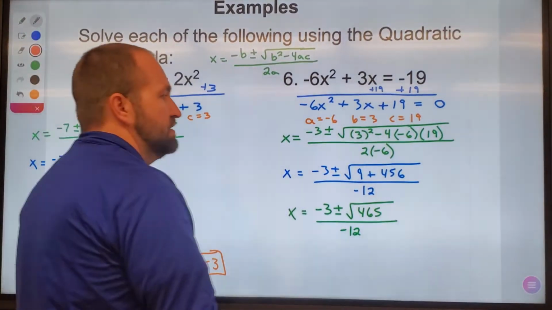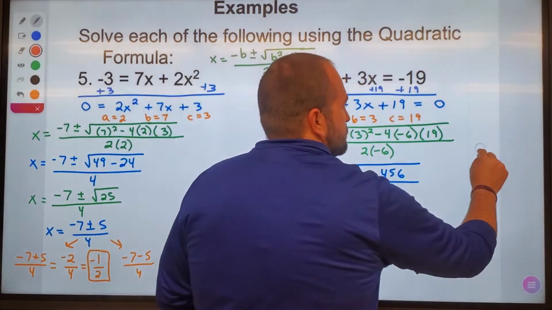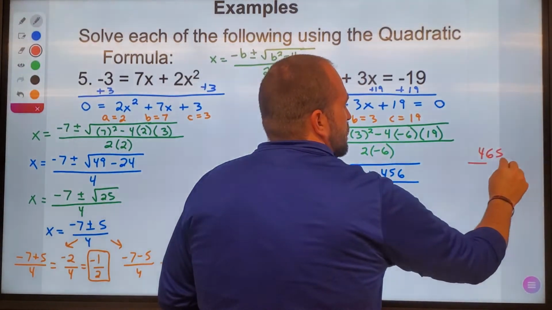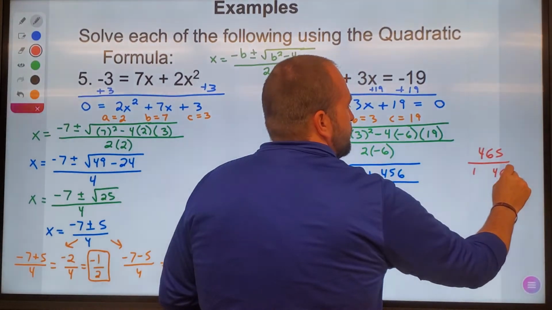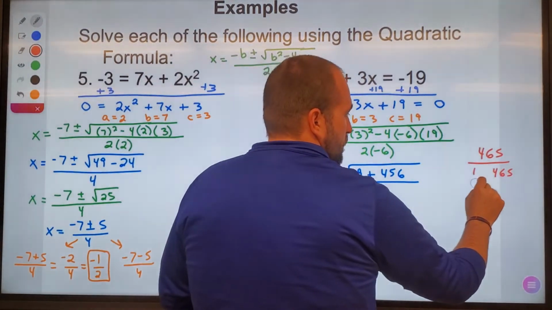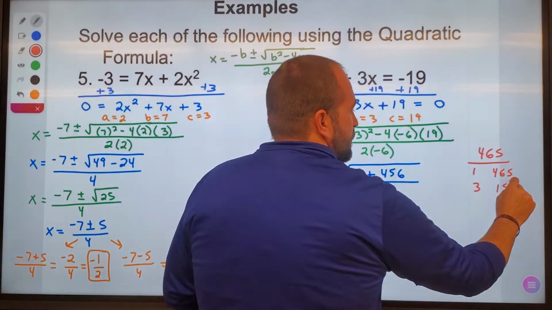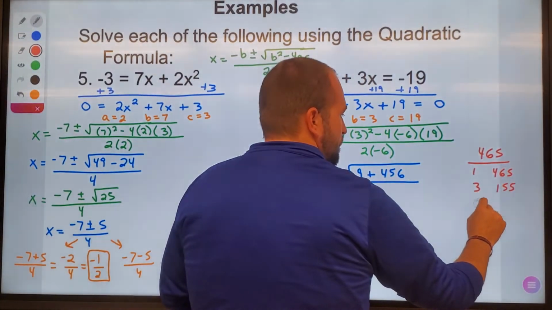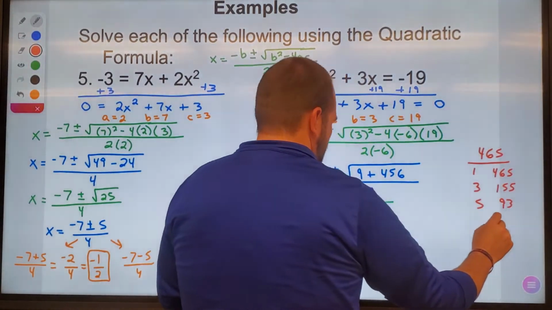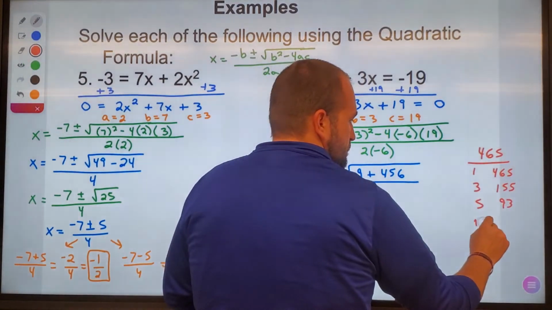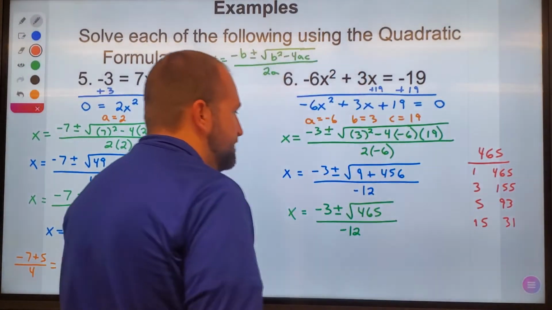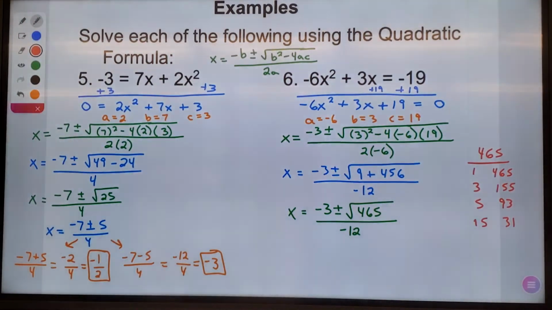So the factors of 465. 1 and 465. 3 and 155. 5 and 93. 15 and 31. Okay. You'll notice if you go through this list that we in fact don't have any perfect square factors. So this is the answer. Okay.